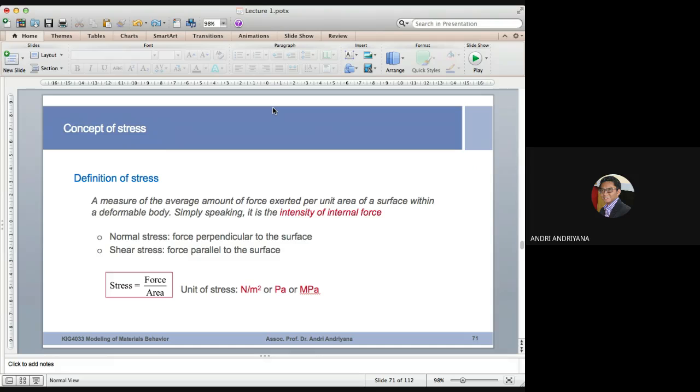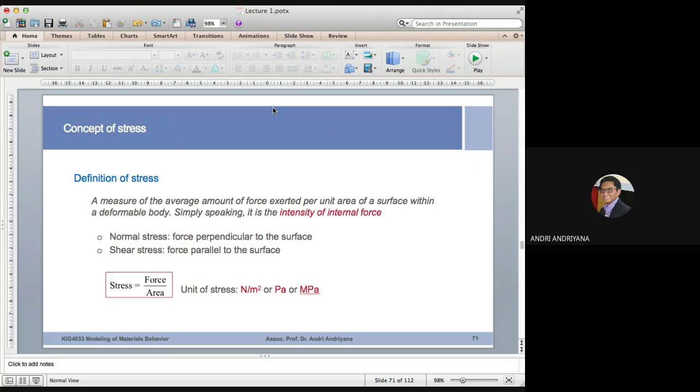Okay, so quickly here to recap what stress is. I recall the definition of stress. It is the measure of the average amount of force exerted per unit area of a surface. So simply speaking, it is the intensity of internal force. If we look at how the force acts, the direction of the force with respect to the surface, you have normal stress, which you have learned, where the force is perpendicular to the surface. If the force is parallel to the surface, then you call it shear stress. And the unit of stress is Newton per meter square or Pascal or megapascal. That's the typical value that we use.